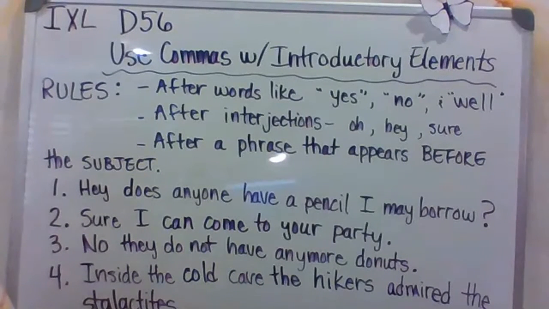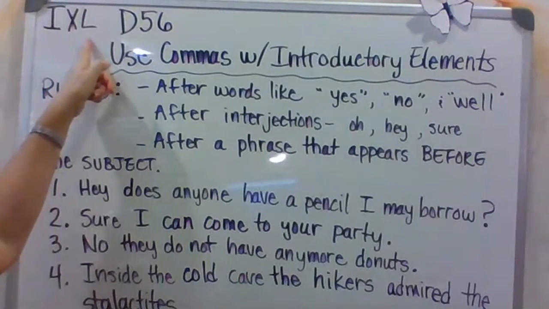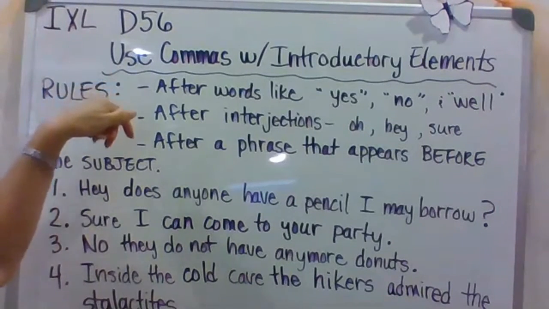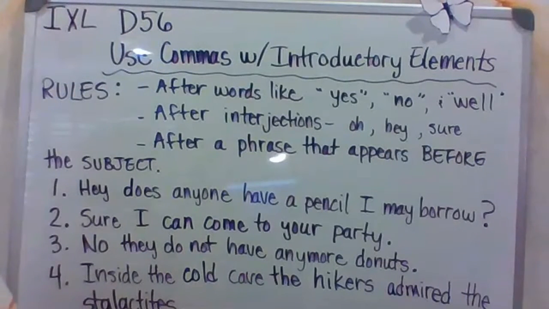So this will be your IXL lesson today. It is IXL, and you'll have to search and type in these letters and numbers: D56. Again, it's one of your starred lessons, but you will have to search for it in the little search box on the top left-hand corner right above the IXL heading, right above the Learning tab. All right, so again, using commas with introductory elements.